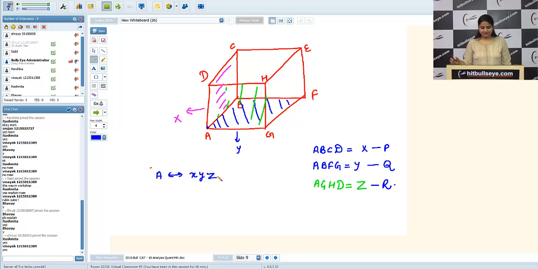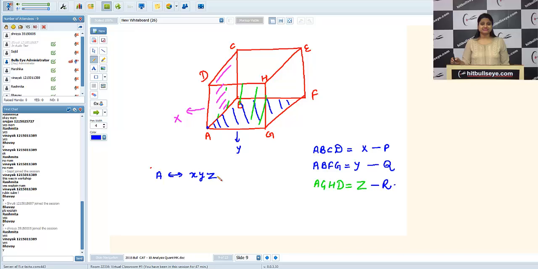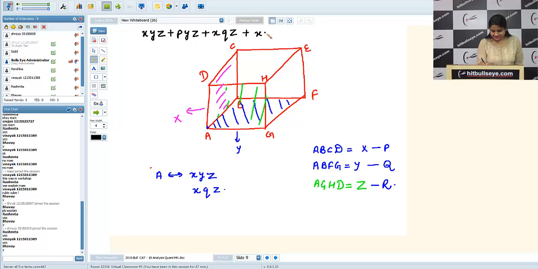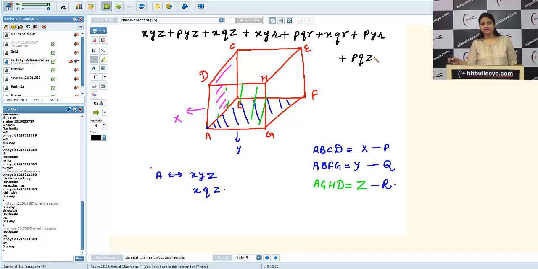And if we drop ABGF and instead of this face we take DHEC, it will be X Q Z. So if we take all these products on 8 corners, we will have 8 terms, and the terms will be XYZ plus PYZ plus XQZ plus XYR plus PQR plus XQR plus PYR plus PQZ. So that will be the thing you will get.